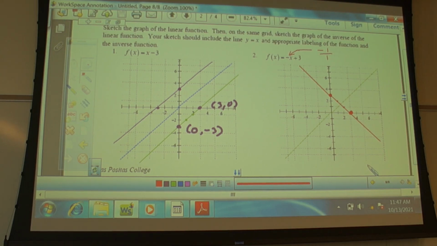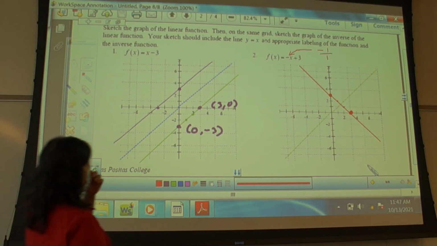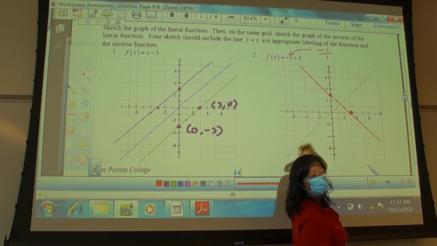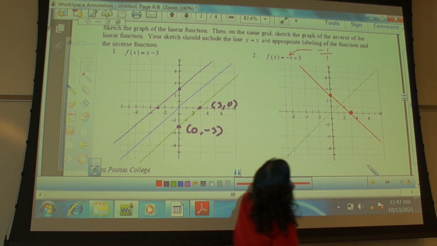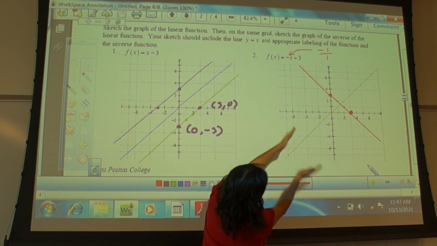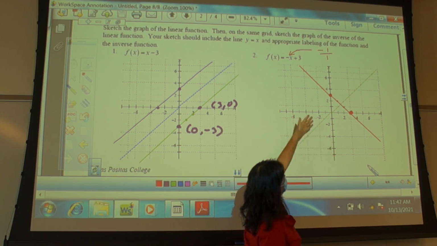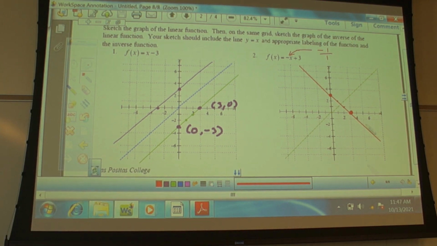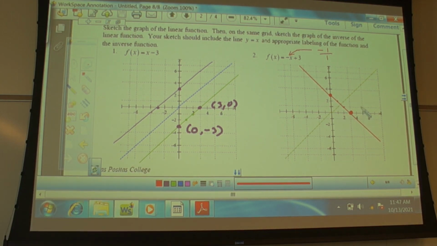So what you guys have noticed is on the second one, it's its own inverse, right? So if you fold across that line, you'll see that it pops out to itself. So for example, this point here is 3, 0.